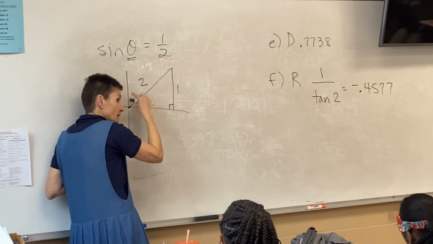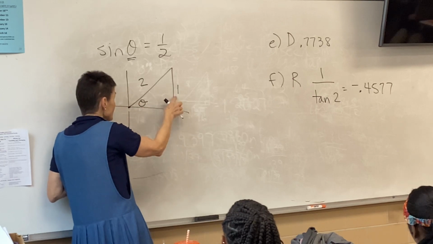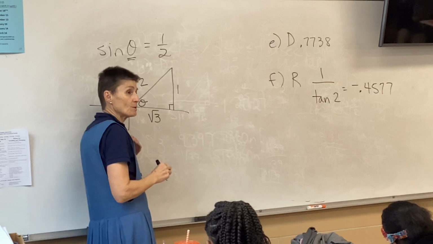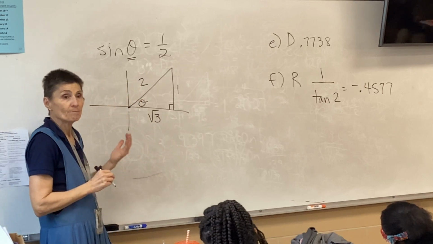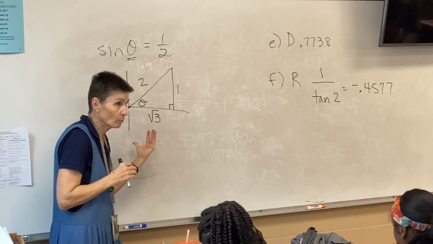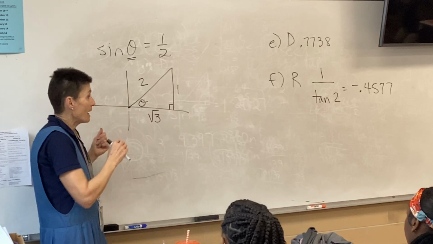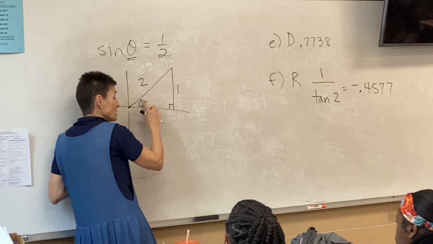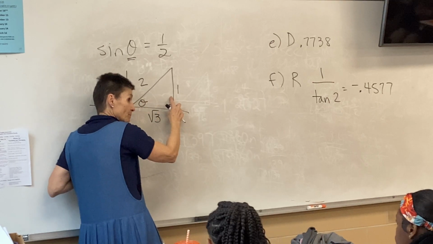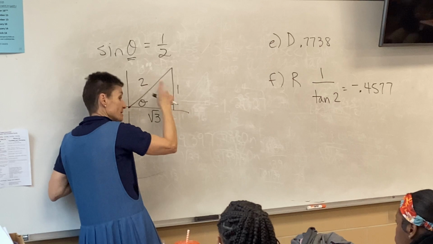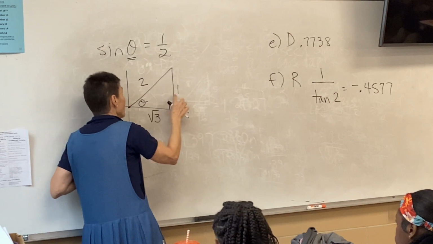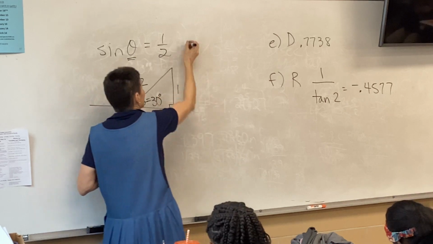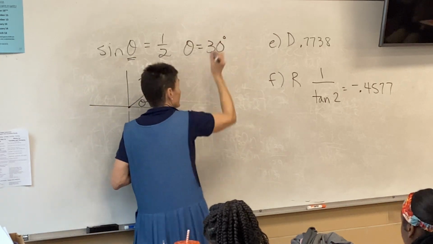That should look familiar to you. If that's a 1 and that's a 2, then this is going to be a √3. Now you can do the Pythagorean theorem to get √3, but you ought to have this triangle memorized. How big is that angle? What angle is across from the 1 in a 30, 60, 90 triangle? 30. So the answer to the question is 30 degrees.